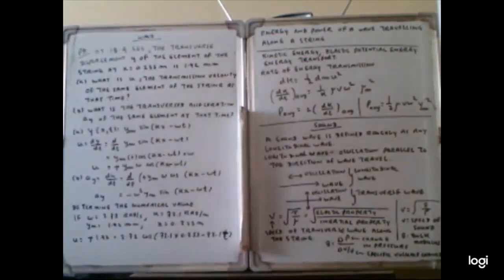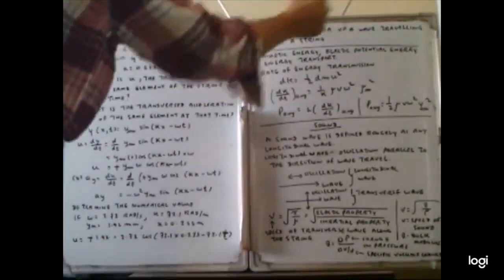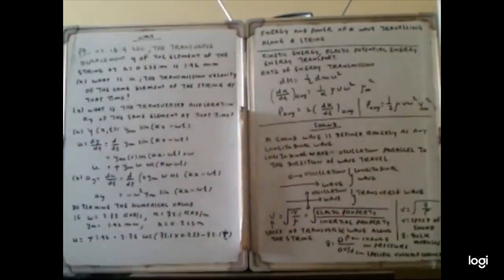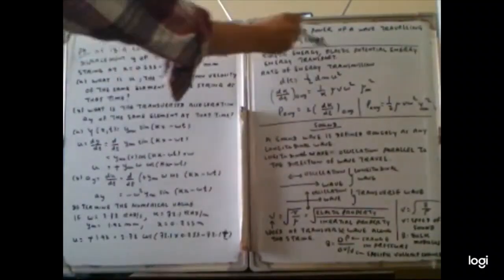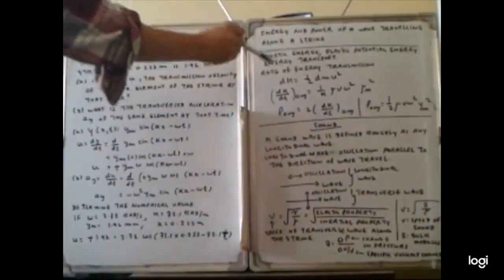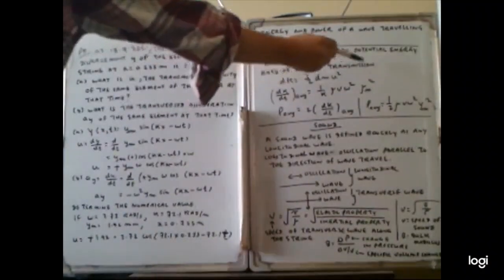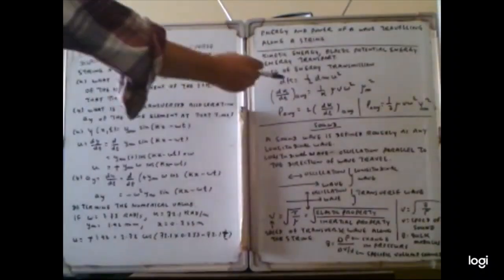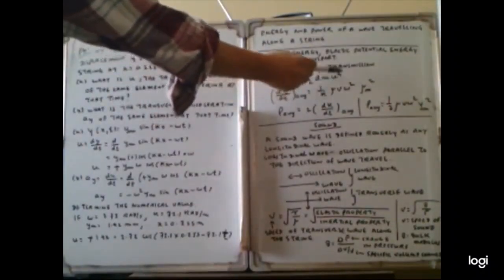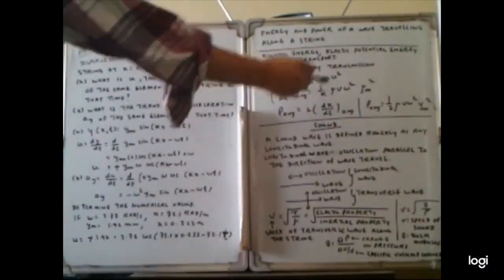Okay, so the next one is the energy and power of the wave traveling along the string. So when the wave is traveling along the string, it also possesses energy and power. They possess kinetic energy and elastic potential energy, and the energies are transported. So the rate of the energy transmission can be calculated. dK is equal to half dm v squared. dK is the rate of change, and this is the distance. This is for the differentiation.